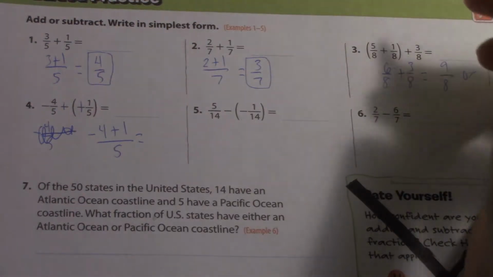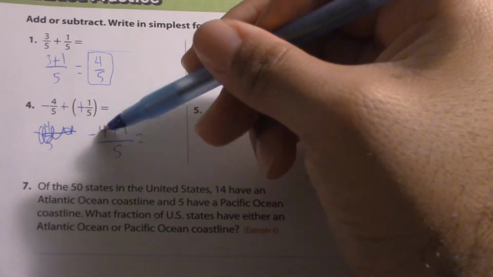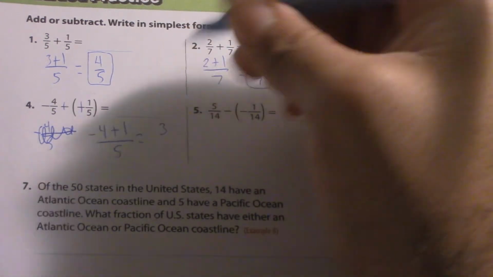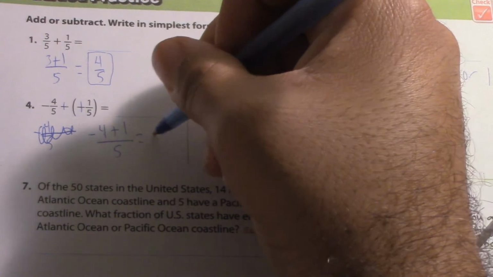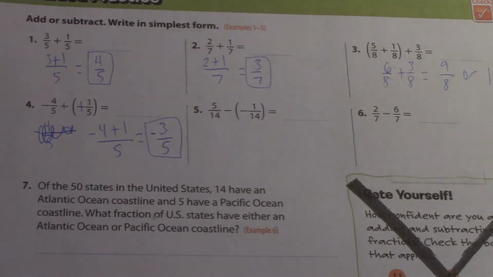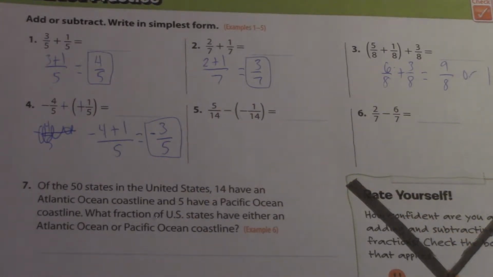All right, let's use integer addition rules. Different signs, subtract. 4 minus 1 gives me 3. And since negative 4 is further away from 0 than 1, it stays negative. And I write that over 5. I saw a lot of you guys got 3/5 as your answer, but you did not include the negative sign. So make sure you include that, because negative 4 is further away from 0 than positive 1.